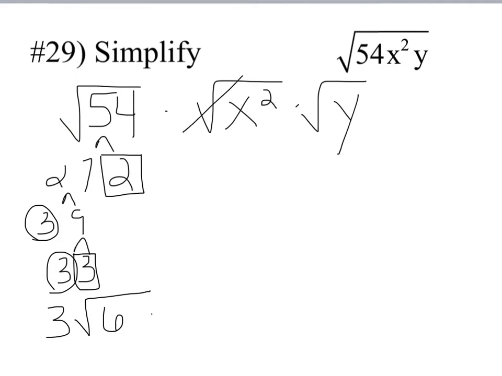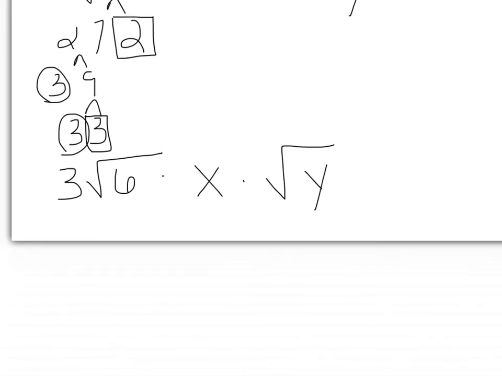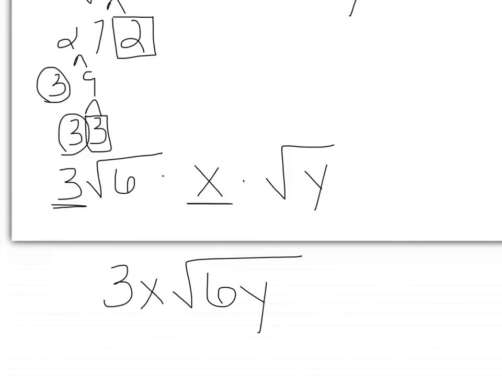Times, remember, your square root and your square cancel each other out, leaving you the absolute value of x, which is just x. And in this case, I'm just going to go ahead and leave the square root of y behind. So we're going to multiply together what's outside of our radical, which would give us 3x. And then because both of our indexes here are 2, we can multiply what's underneath the radical, leaving us 6y. So our answer is 3x times radical 6y.